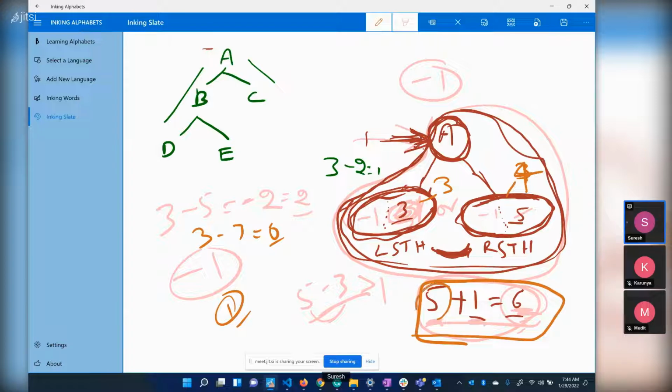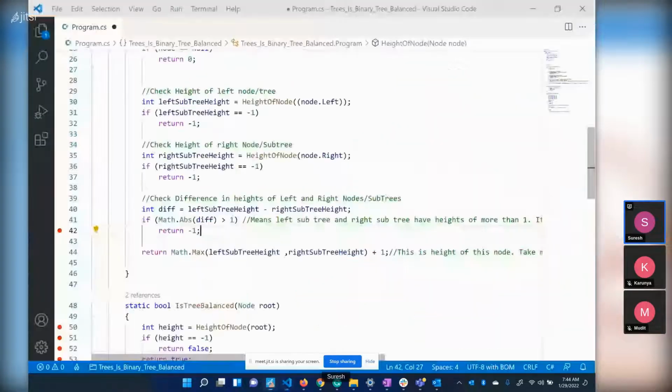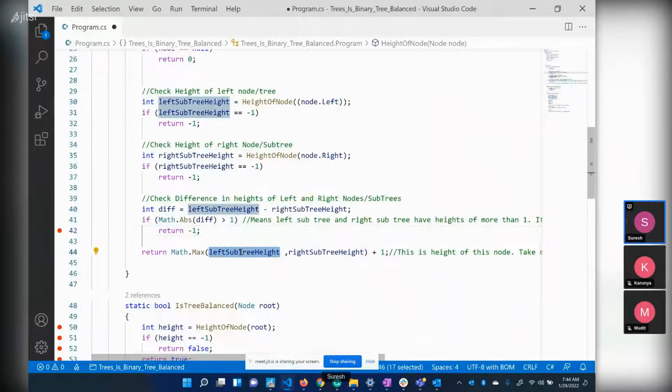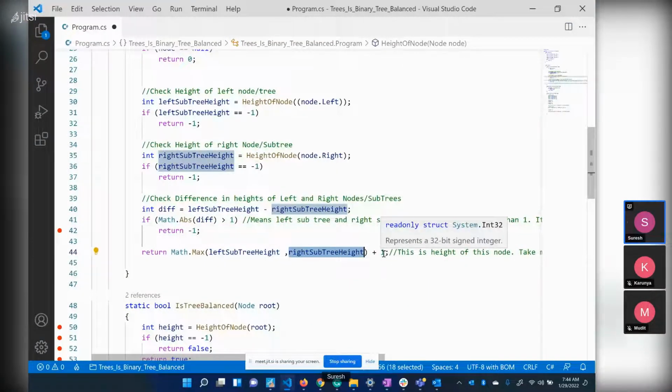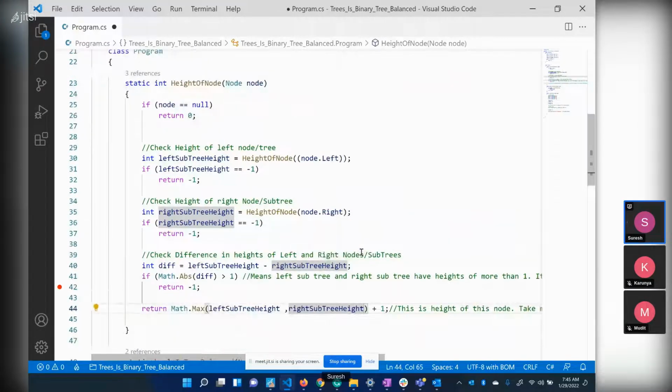Take the maximum, add 1 and return the height. Take the maximum of left subtree, right subtree and add 1 to it. Is it clear now? Yes, Suresh. So now you understand why we have the if conditions here.